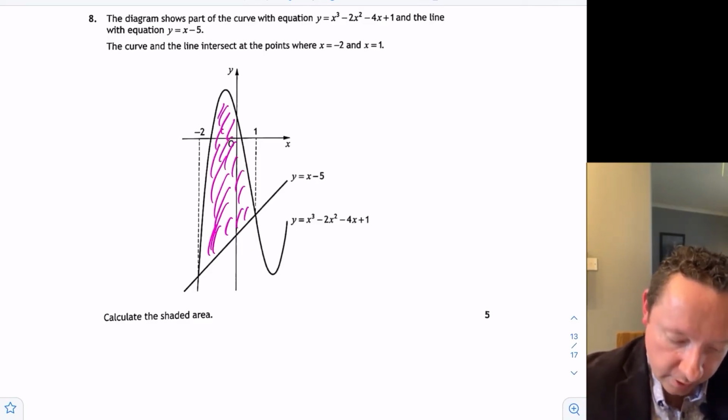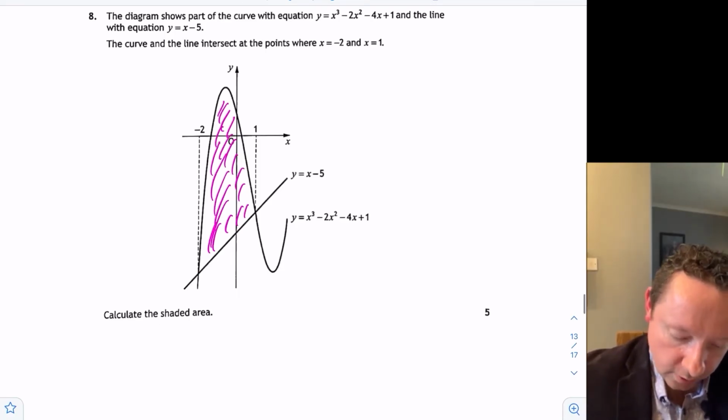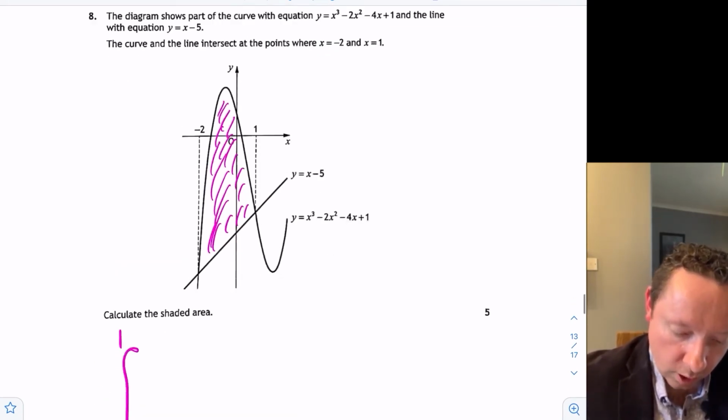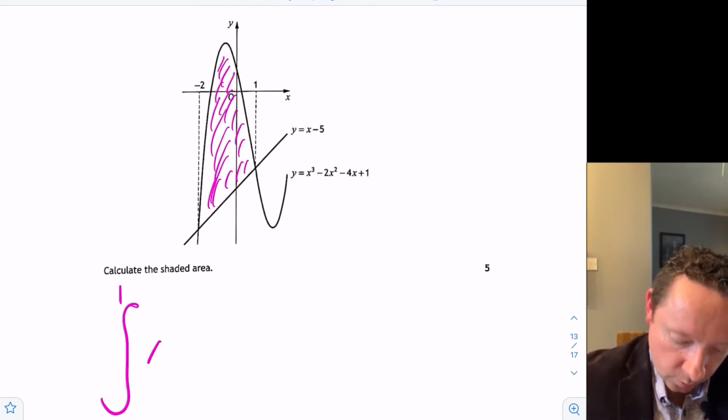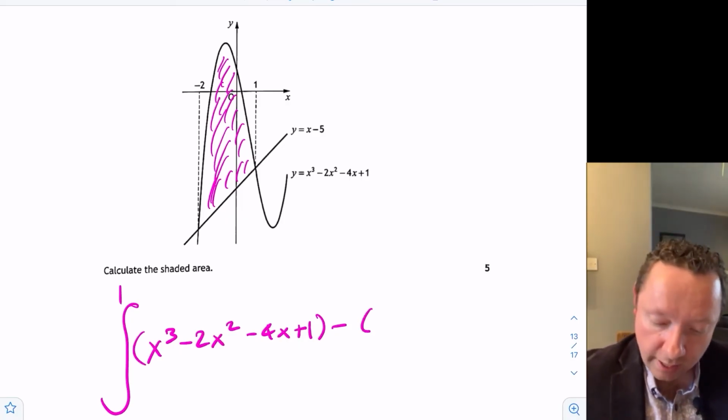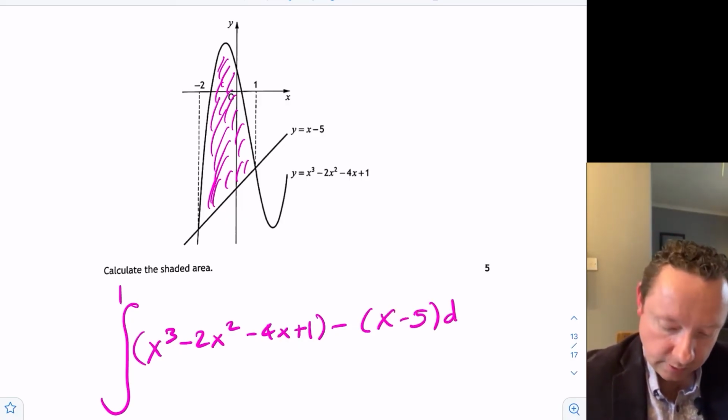So the shaded area is between our limits of minus 2 and 1. So integral, because it's an area, between minus 2 and 1 of upper minus lower. So our upper is the curve, x cubed minus 2x squared minus 4x plus 1. Take away our lower, which is the line, sorry, x minus 5 dx.